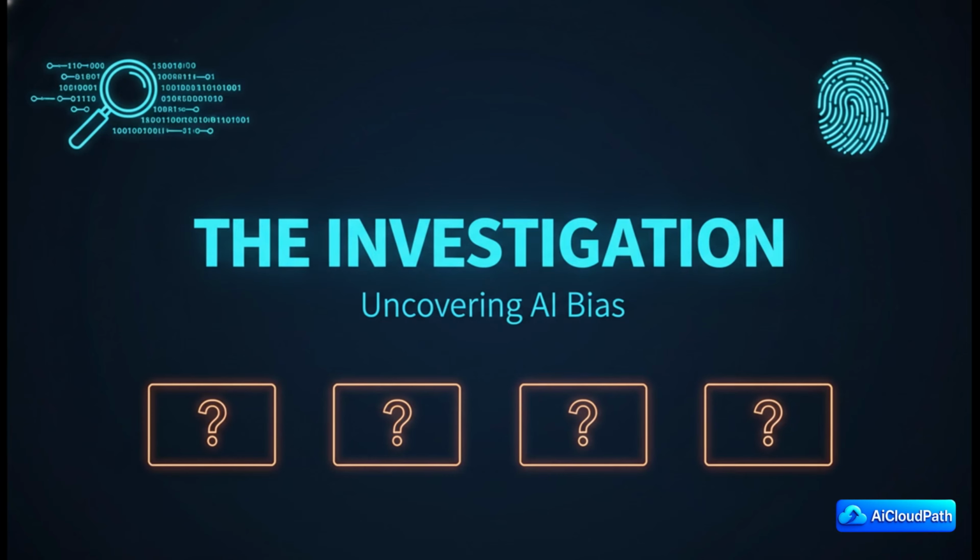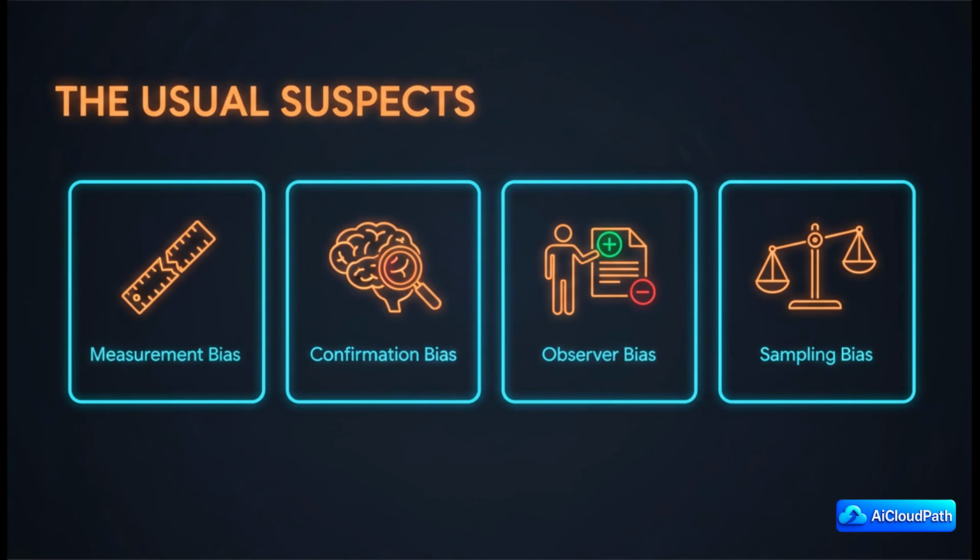To figure this out, we're going to have to do a little detective work. We're going to treat this like a crime scene and line up the four usual suspects when an AI model starts acting up like this. And here they are, our lineup: measurement bias, confirmation bias, observer bias, and sampling bias. One of these is our culprit. Our job is to investigate each one and see which one fits the crime.